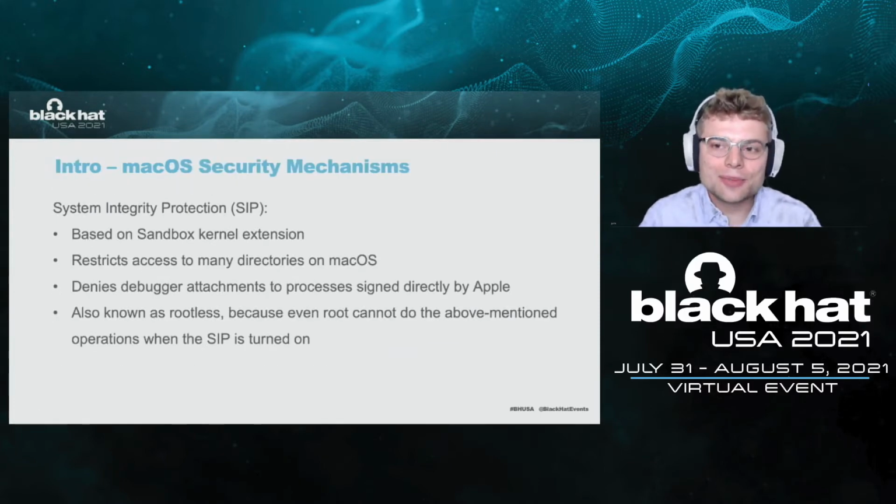So the first mechanism we want to discuss in order to show you how the TCC works is system integrity protection. It's based on a sandbox kernel extension and restricts access to many directories on macOS. As it's called system integrity protection, it protects the integrity, so it will also block you from injecting your probably malicious code to system services that are, of course, signed directly by Apple's certificate. And system integrity protection is also known as rootless.